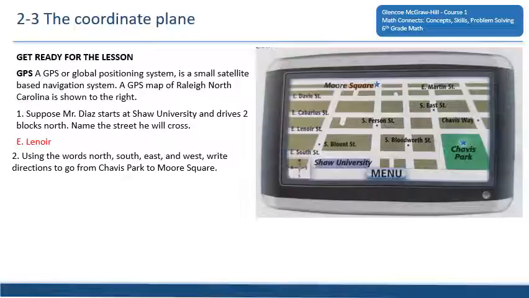Using the words north, south, east, and west, write directions to go from Chavez Park to Moore Square. So Chavez Park is in the bottom right, and Moore Square is left center, top. So we're going to drive west 3 blocks on East Lenore Street, and then we're going to drive 3 blocks north on South Person Street.